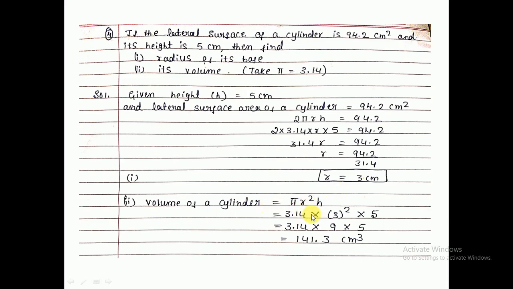So substitute the value 3.14. Radius just now we got actually 3, into 5. So after the calculation we'll get the answer 141.3 centimeter cube.